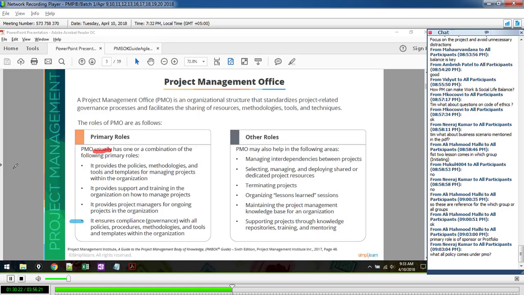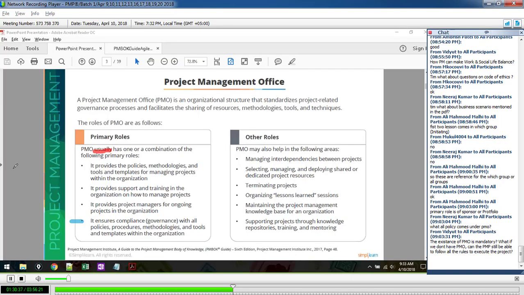Well, actually, Ollie, the primary job of PMOs is to create a standard project management environment so that projects can be successful. Not just one project, but all projects. And that's generally what the primary role talks about.